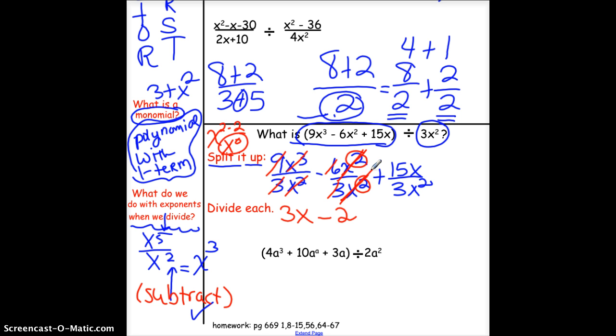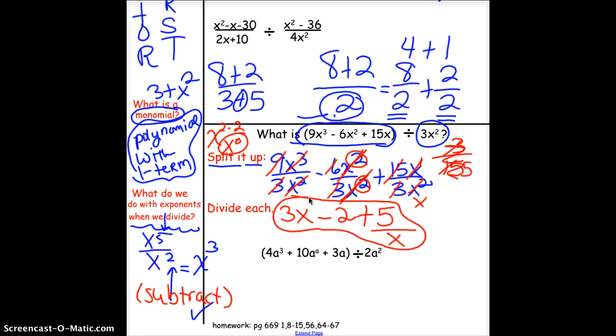All right? The next pair, 15 divided by 3 is top heavy again, leaving a 5 on the top. Keep in mind if it had been 3 over 15, it's bottom heavy, leaving a 5 on the bottom. So you've got to be careful where you leave it. Now, this 1x on the top will cancel out one of them on the bottom. So it's going to leave an x on the bottom. And here is my answer.